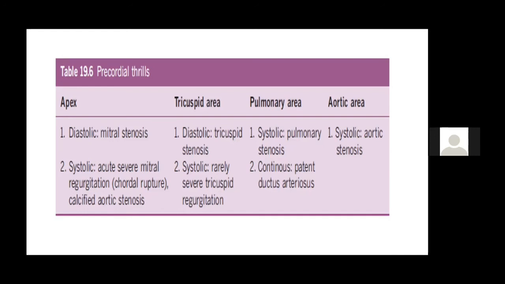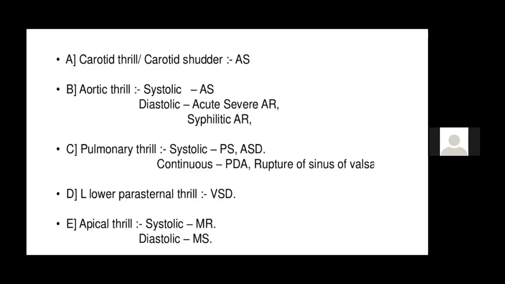If the thrill is localized to the aortic area, you should always suspect significant valvular aortic stenosis. Now, apart from this, if you get a thrill at the carotid and the suprasternal notch, you should always suspect that aortic stenosis is there. A systolic aortic thrill suggests AS, whereas a diastolic thrill suggests AR. We should always remember that in AR, the diastolic thrill is very uncommon, like a systolic thrill of MR, though a diastolic thrill in AR is even more uncommon than the systolic thrill of MR.